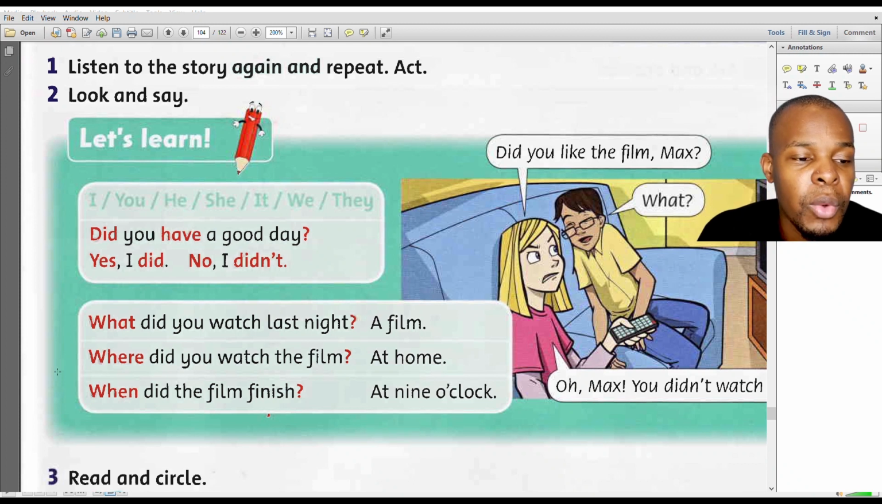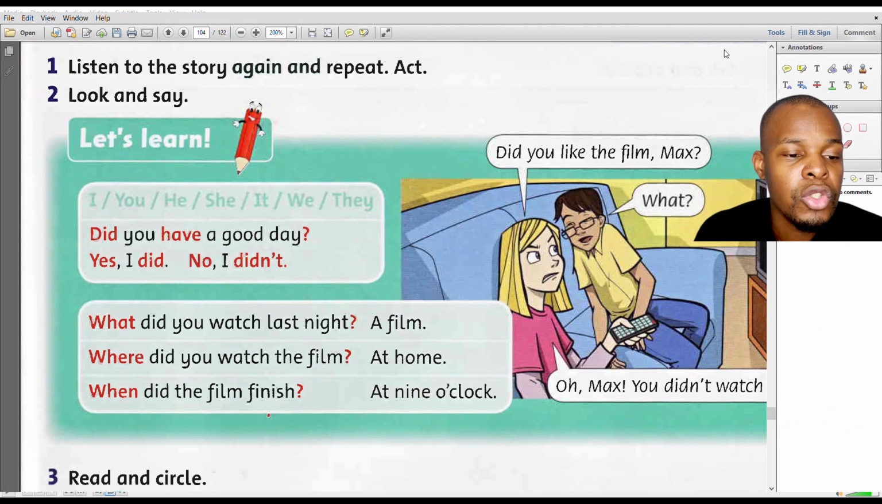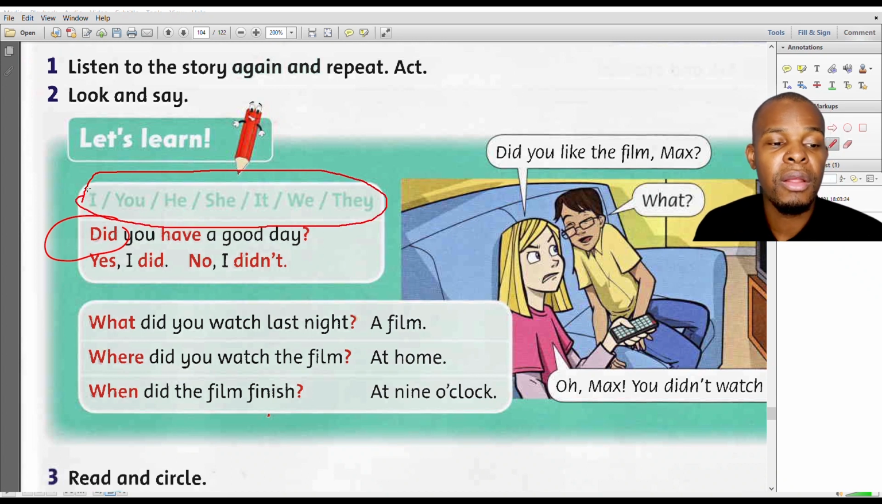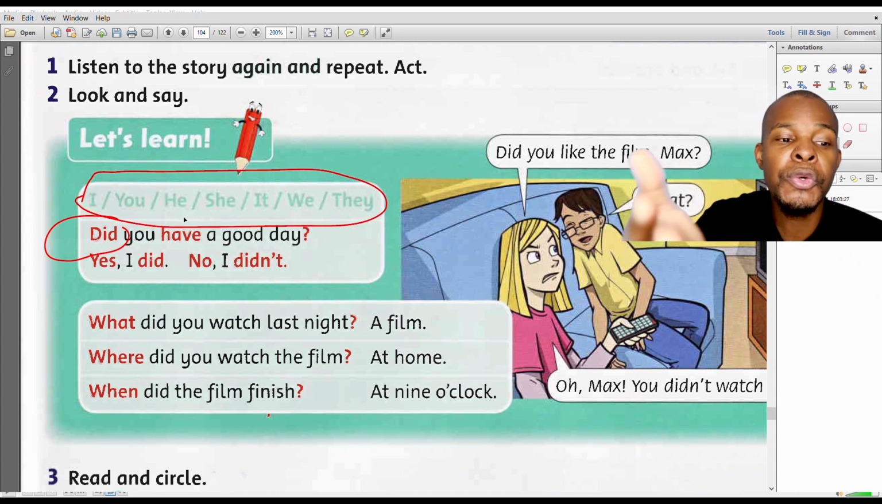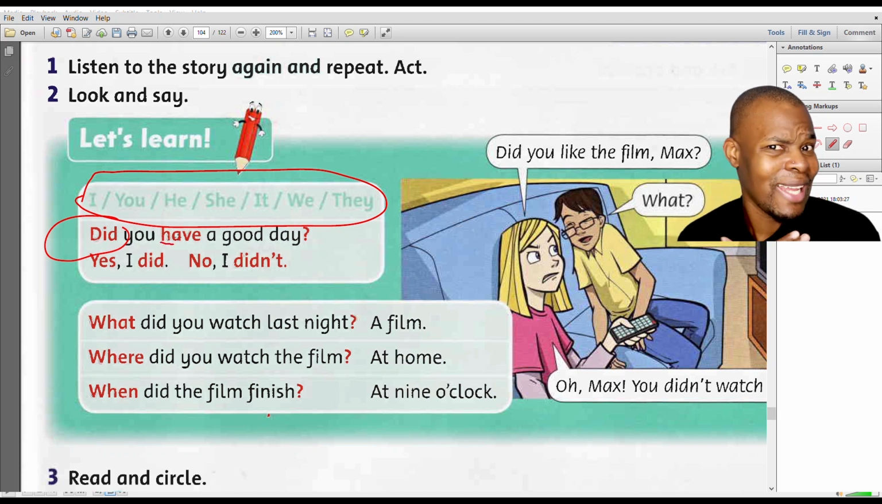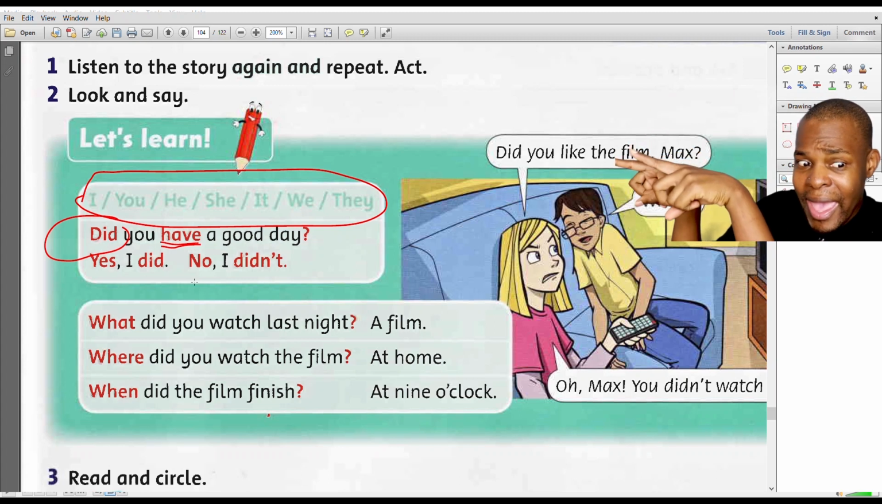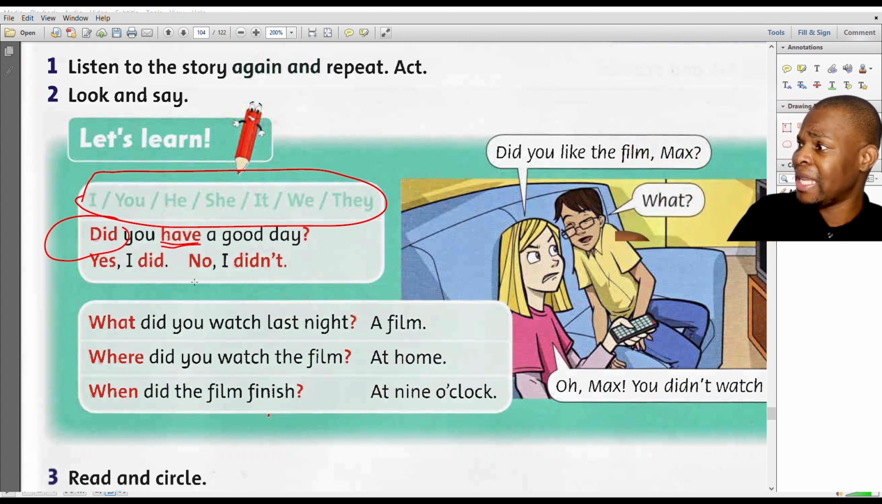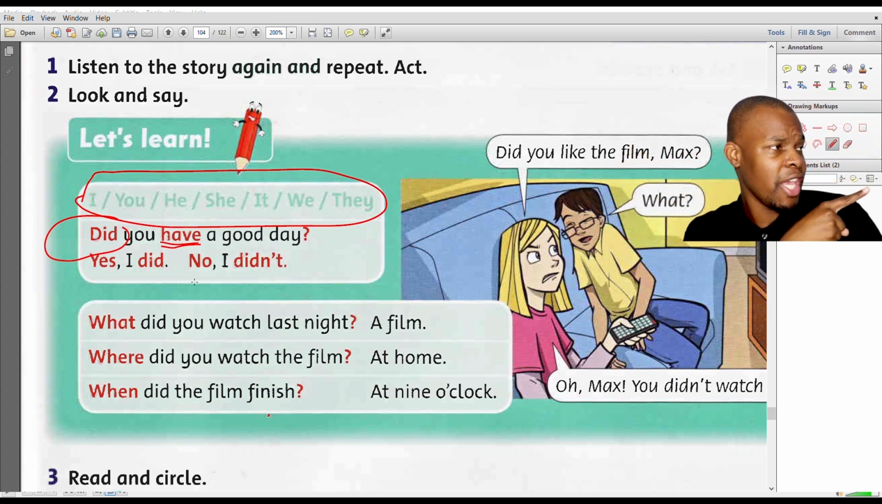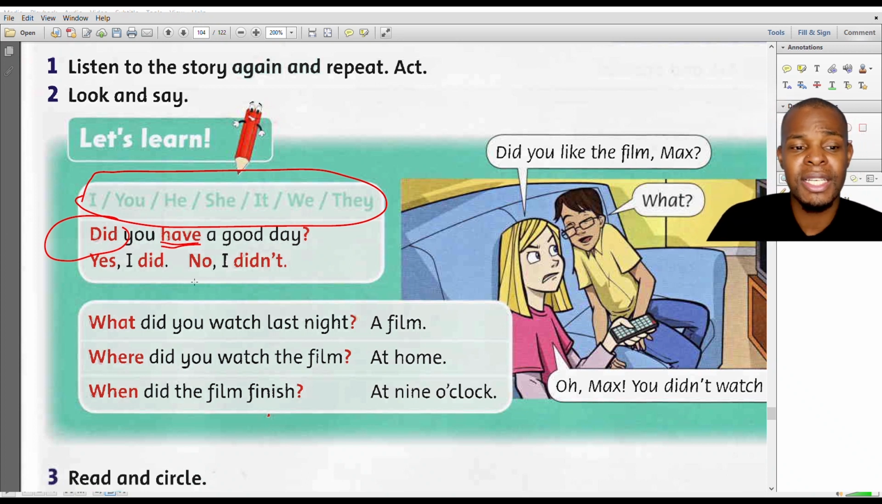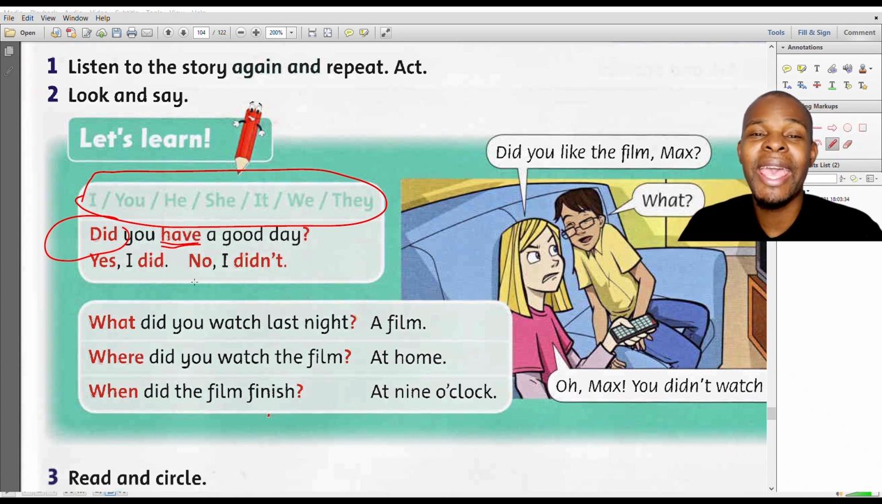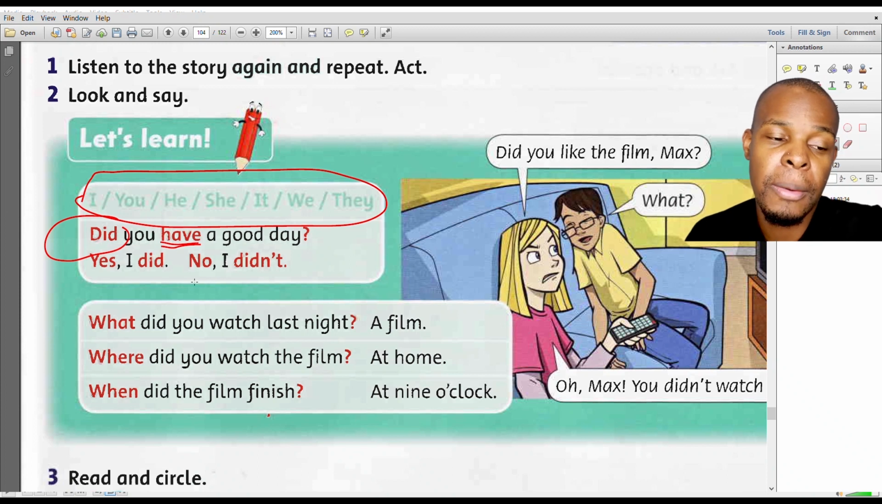Remember when we talked about how to use did and have, so it's did and any other pronoun that you choose. Did you have dinner? Did I have dinner? Did we have dinner? Did they have dinner? Did it have dinner? Did she have dinner? Did he have dinner? So you use did and a pronoun.